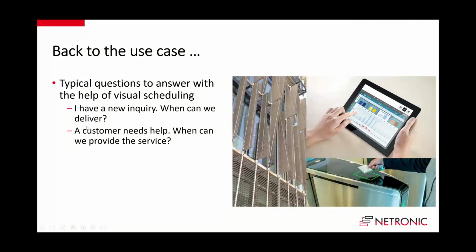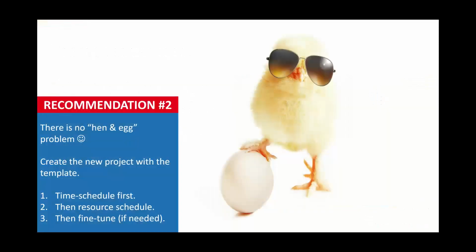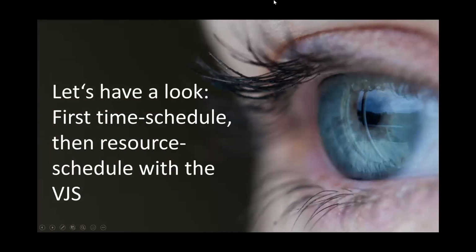And now with this, I can actually go and say, okay, now I get a new job. When can I deliver? Or a customer needs help. When can we provide the service? Now, based on the template, I can create a new job, which I just did, and now I can schedule it, right? And with having this and with having the VJS, there's also no hen and egg problem. Which should I do first? Should I first resource schedule, or should I time schedule? Definitively, the recommendation is once the new job is created, time schedule it first, then resource schedule, and then fine tune if needed. And let's do this in the VJS.